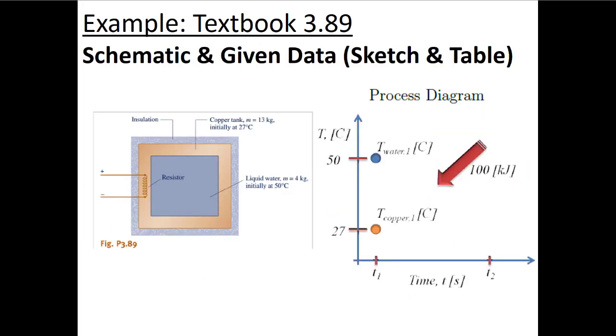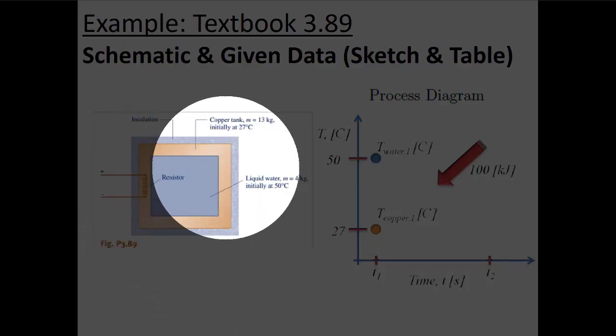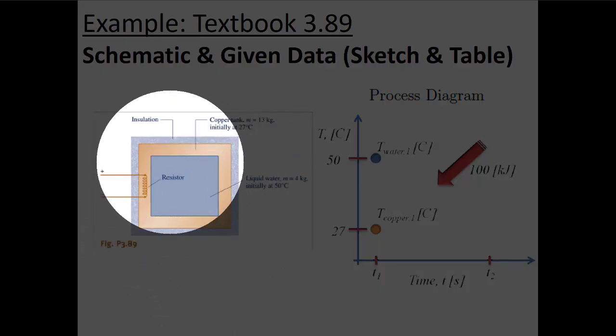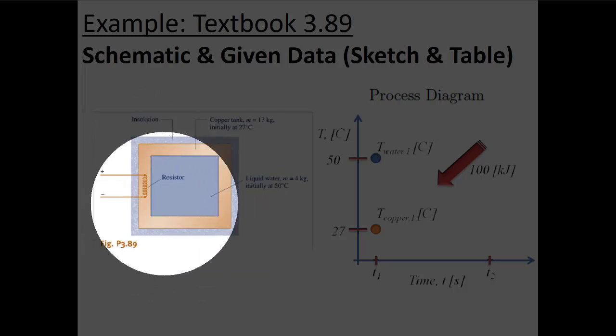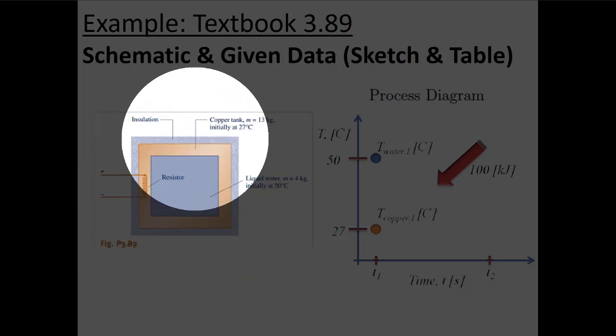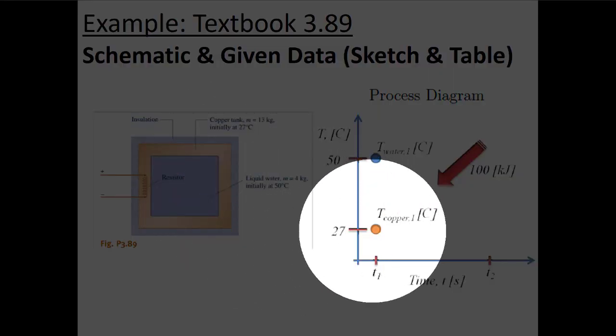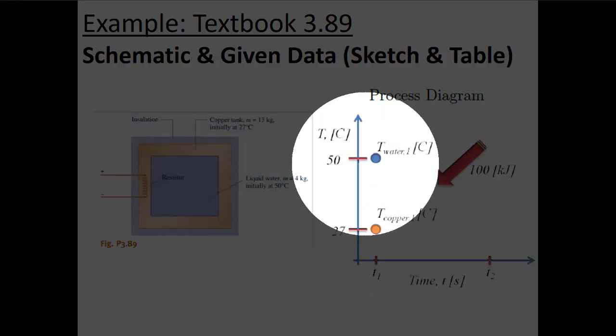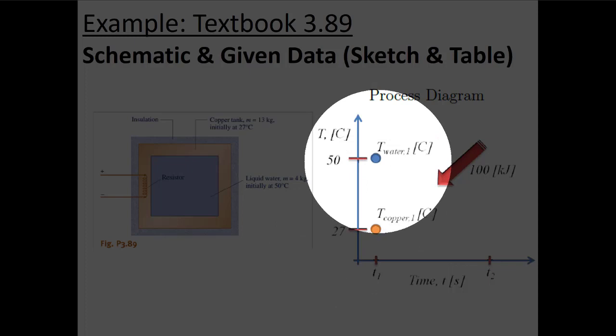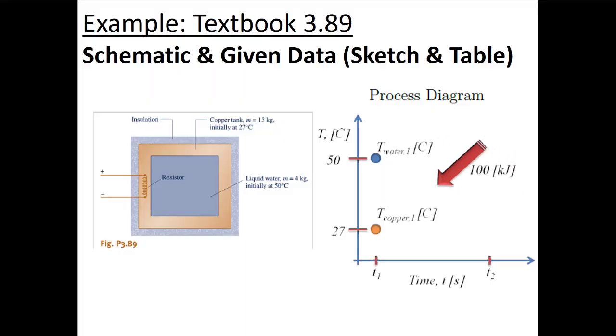We're going to draw a schematic. The textbook is nice enough to give us a schematic of what the system looks like. We have the water in the middle in a copper tank, the resistor over here, and it's surrounded by some kind of insulation. But I'm also going to draw this sort of process diagram. In this process diagram, I have copper at some initial temperature, 27 degrees, and water at another initial temperature, 50 degrees. I have some energy coming into the system.